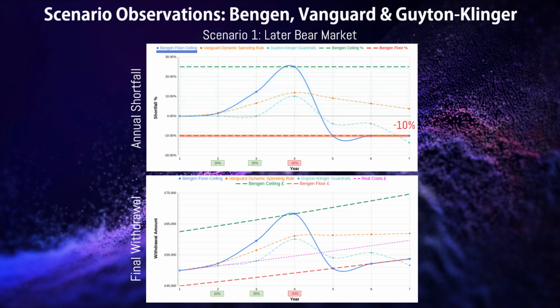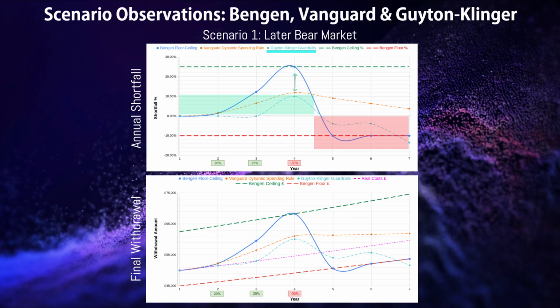However, the Bengen decision rules prevent income from dropping below the 10% floor from year 5. On a positive note, Bengen allowed higher spending in years 3 and 4, prior to the market crash. Guyton-Klinger is more conservative on both sides of the market crash.